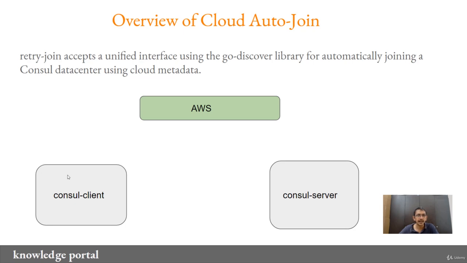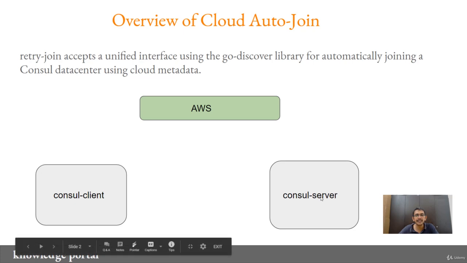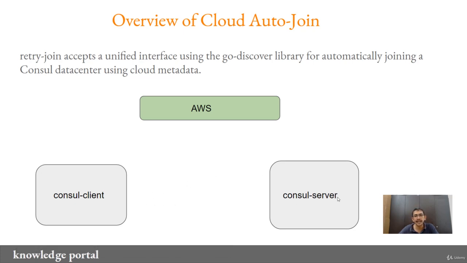So let's assume that you have a Consul client and a Consul server, both running in a cloud. Let's take AWS as an example since most of us are familiar with AWS. Let's assume the Consul client wants to connect to a Consul server and both of these are recently created. So one way that we already know is you get the IP address of the Consul server and do a Consul retry join. So this is one way. However, a better way is by making use of Cloud AutoJoin.